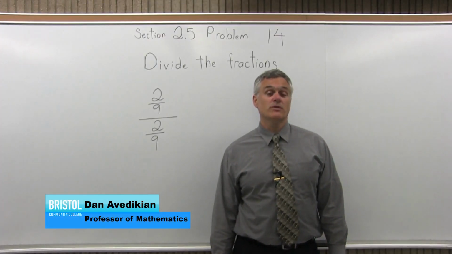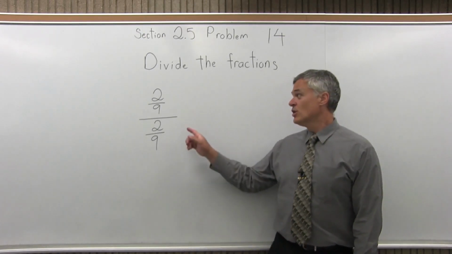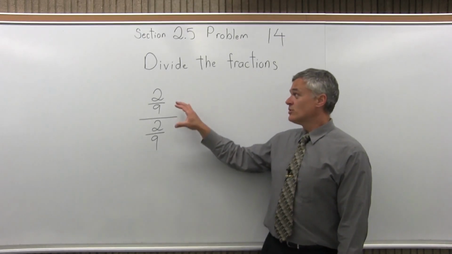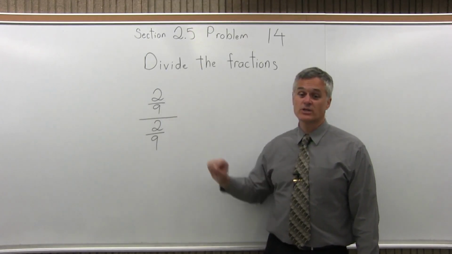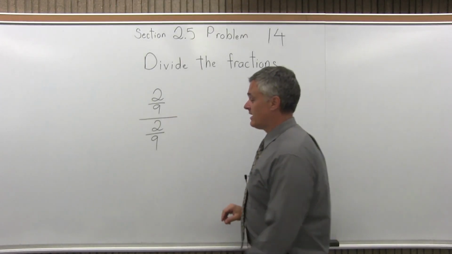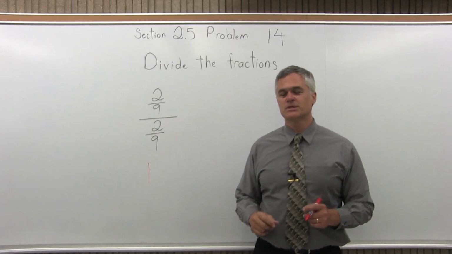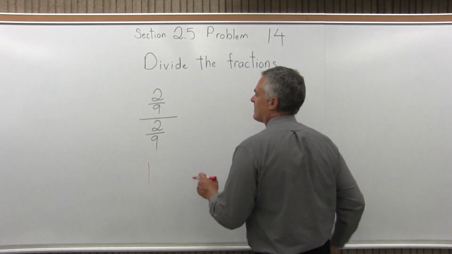This is Section 2.5, Problem 14. It says divide the fractions, and we have 2/9 over 2/9. So this is what you would call a complex fraction. You have one fraction over the other. But in reality, what we have is the same value over itself. So keeping that in mind, I say the answer is going to be 1. Let's see if it does happen.